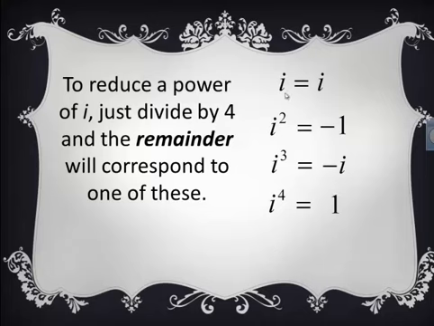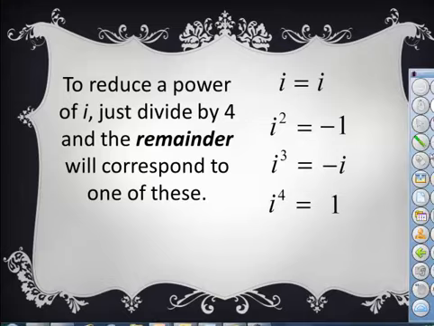So, speaking of imaginary, I know you guys have seen this before, where i equals i. Yeah, duh, right? i equals i. And then i squared equals negative 1. Okay, and then i to the third power equals negative i, and i to the fourth equals 1. So what the heck? How do they get this?